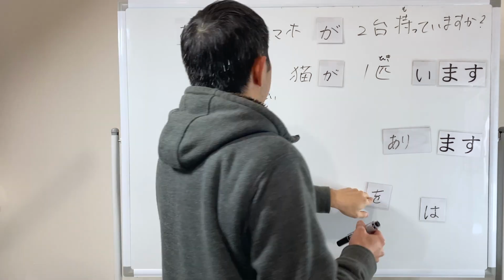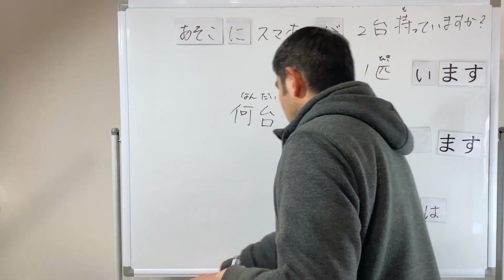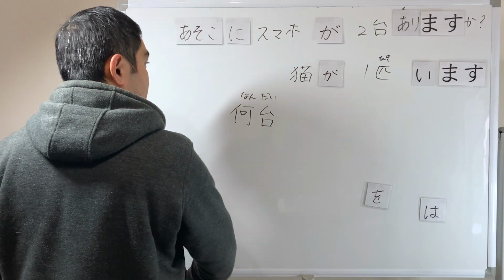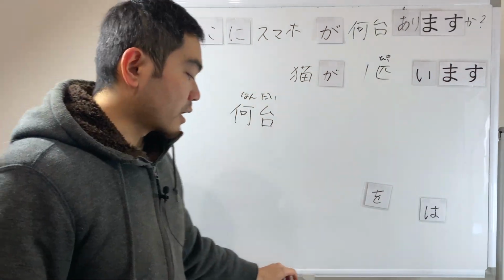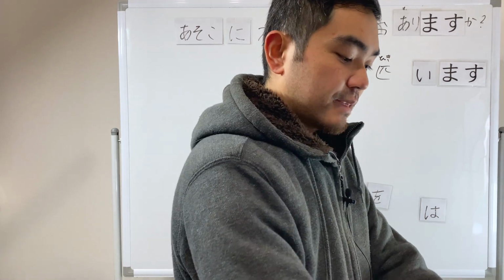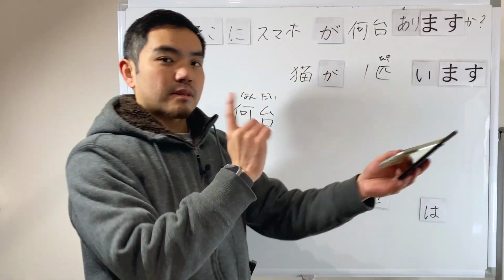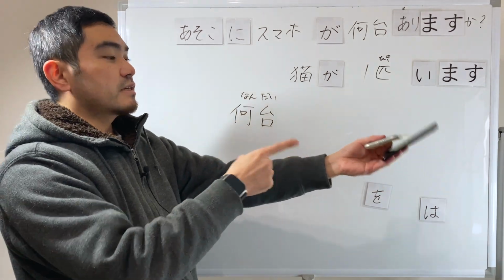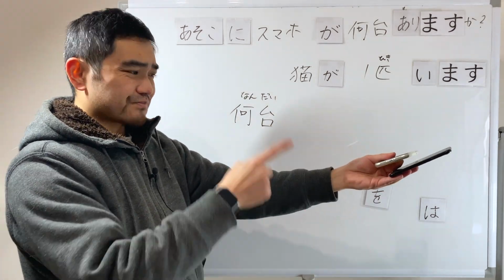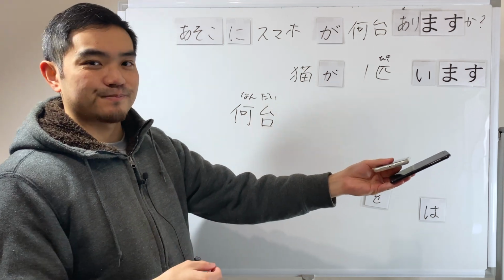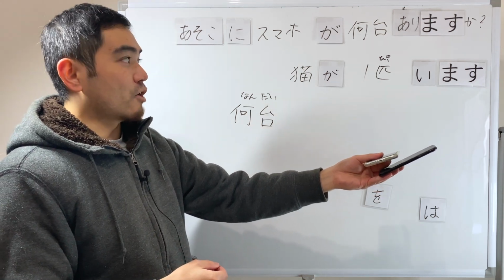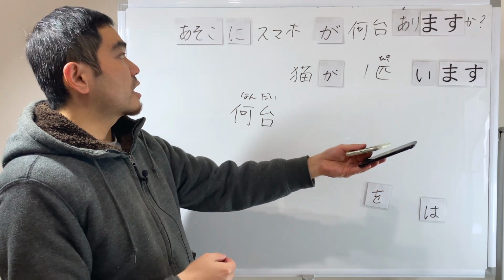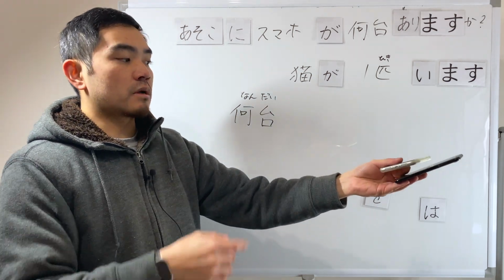So, I want to ask, あそこにスマホが何台ありますか？I'm asking you, あそこにスマホが何台ありますか？How many is there? Are there? So, how many smartphones are there?